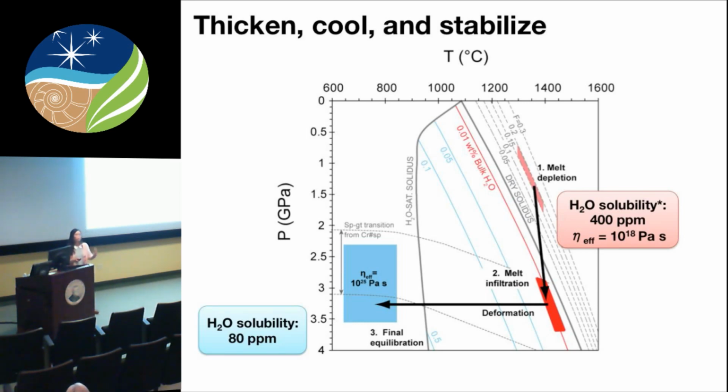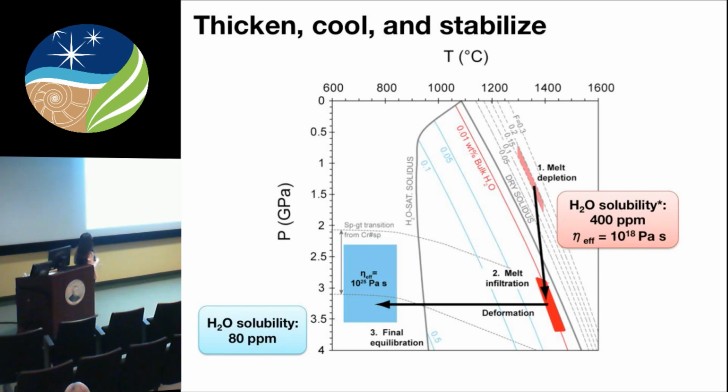So after this melt infiltration event, which we also probably associate with deformation because we preserve those subgrain boundaries and a weak overall olivine fabric, which supports melt infiltration, we cooled the lithosphere and ended up here, at around 3 GPa, 750 degrees.